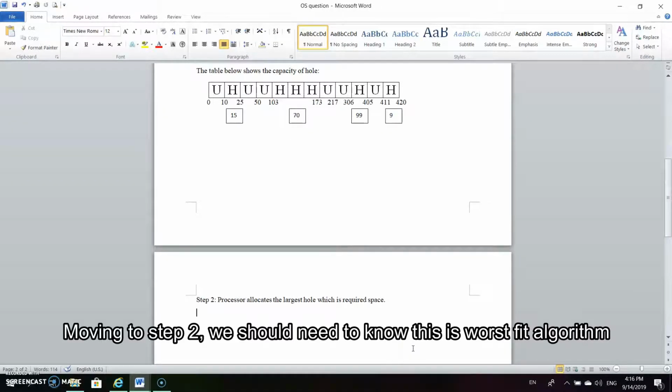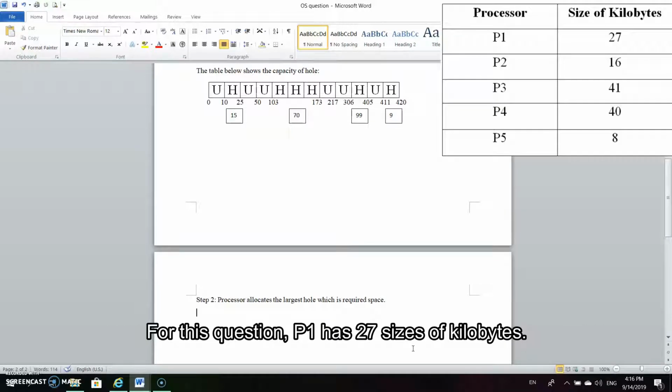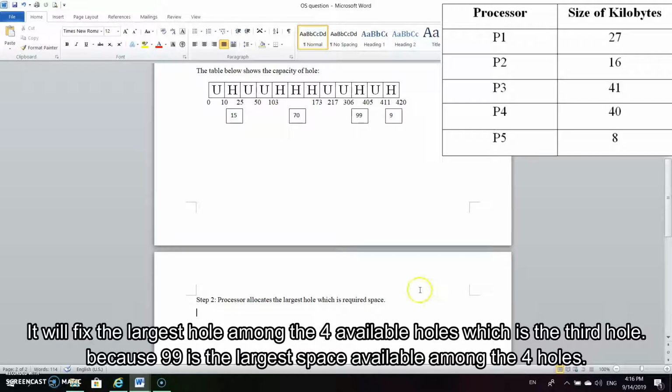Moving to step 2, we need to know this is the worst fit algorithm, where the processor allocates the largest hole which has the required space. For this question, P1 has 27 kilobytes. It will fit the largest hole among the 4 available holes, which is the third hole, because 99 is the largest space available among the 4 holes.